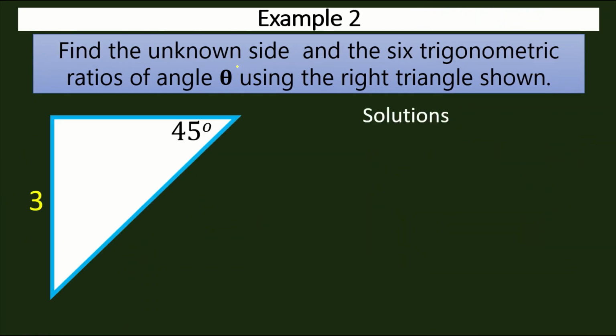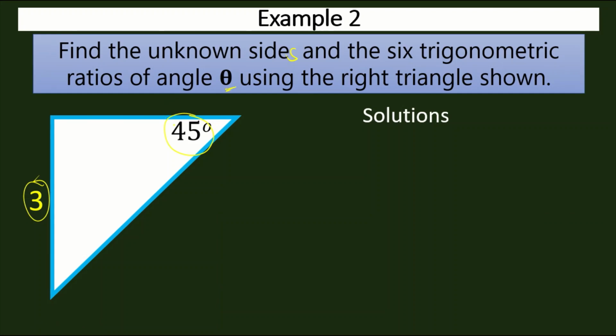Example number 2. Find the unknown side and the 6 trigonometric ratios of the angle theta using the right triangle shown below. Okay, in this triangle, ang measurement na meron lang tayo is 3 and 45 degrees. Our task is to get the unknown sides and yung 6 trigonometric ratios ng ating angle theta.